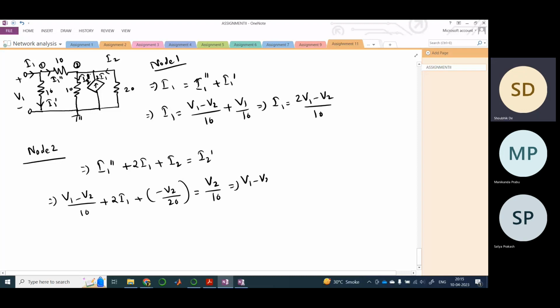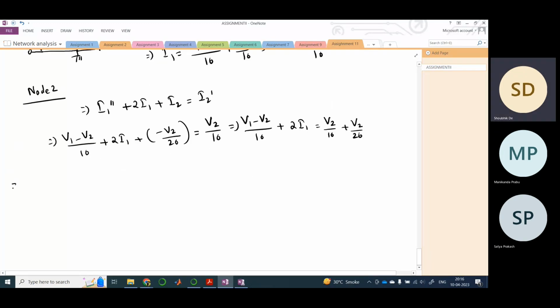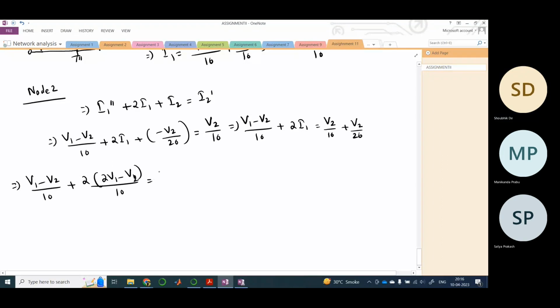So this is what I1, and let us take this to the other side, V2 by 10 plus V2 by 20, and I will now substitute I1 from this to here. Okay, so V1 minus V2 by 10 plus 2 times V1 minus V2 by 10, and this is V2 by 10, and this would be 2 V2 plus V2 if I take the LCM.